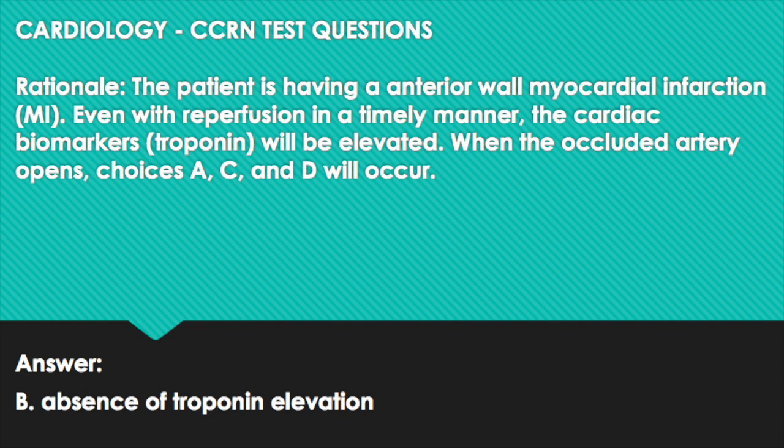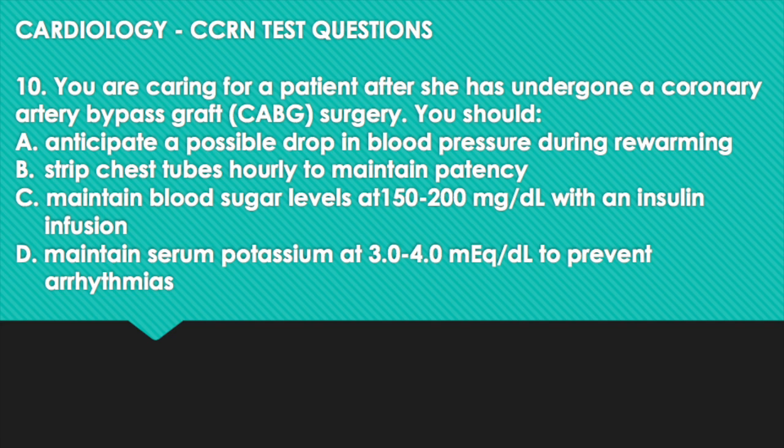And to finish up this video in the cardiology series, you are caring for a patient after she has undergone a coronary artery bypass graft surgery. You should anticipate a possible drop in blood pressure during rewarming, strip the chest tubes hourly to maintain patency, maintain the blood sugar levels at 150 to 200 milligrams per deciliter with an insulin infusion, or maintain serum potassium at 3 to 4 milliequivalents per deciliter to prevent arrhythmias.